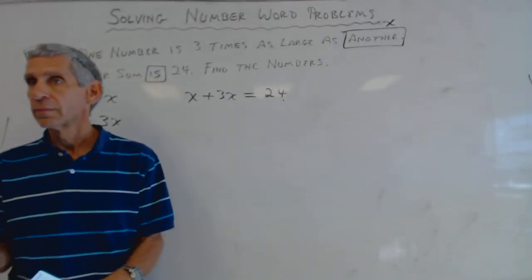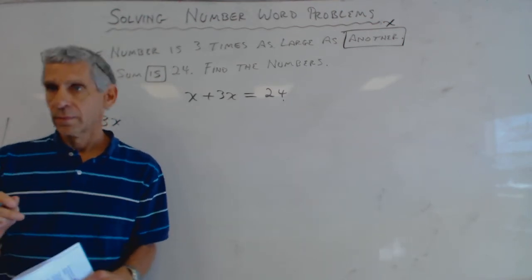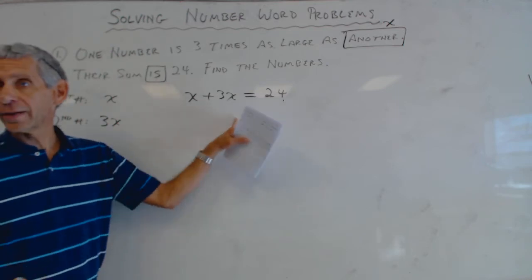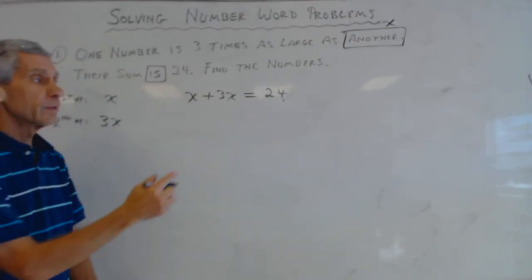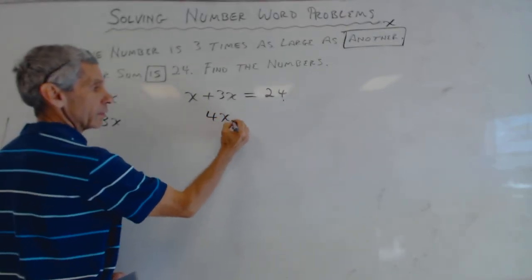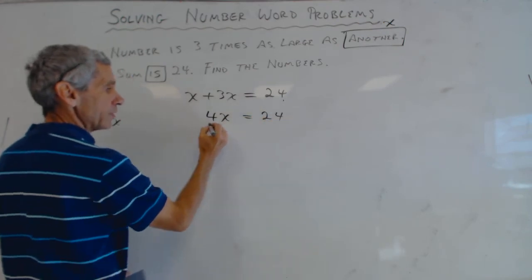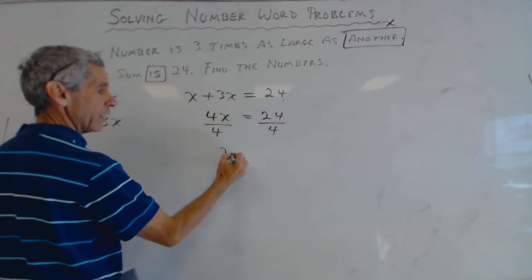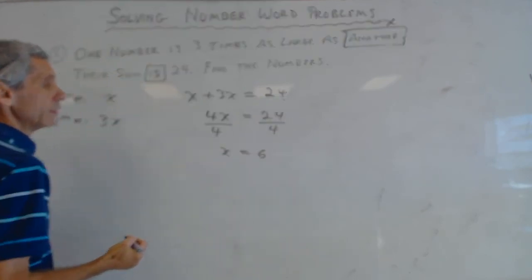Technically, couldn't you add like terms? Yes. Okay, so what are my like terms? x and 3x, what's that? That's 4x, but then when you would divide it, it would be 6. Okay, so we're going to solve for x, right? We're dividing by 4, and we get x is equal to 6, right?